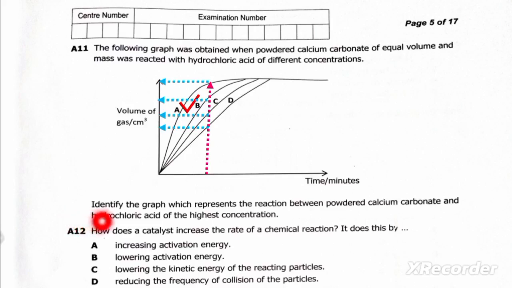Question A12, how does a catalyst increase the rate of chemical reaction? It does by A, increasing the activation energy, B, lowering activation energy, C, lowering the kinetic energy of the reacting particles, D, reducing the frequency of collision of the particles. Okay, let us see.